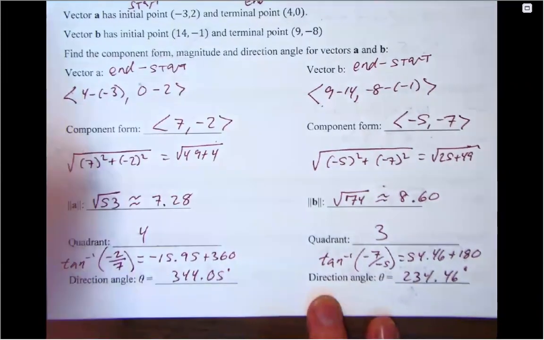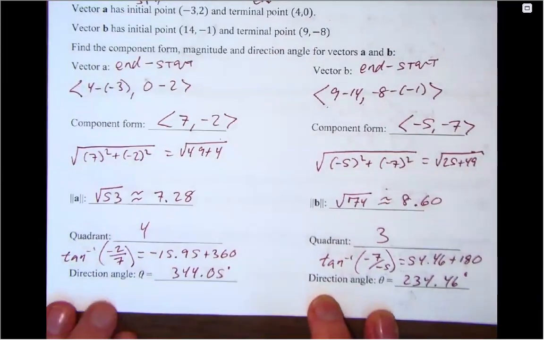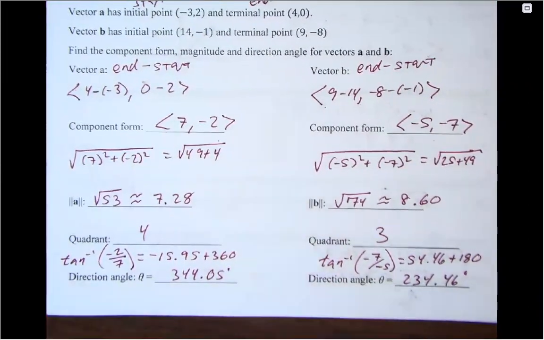And those are your vector basics. What a vector is, remember direction and magnitude. Magnitude is just the length, Pythagorean theorem. Direction, angle, inverse tangent. But remember, it depends on what quadrant you're in if you need to adjust the calculator answer.